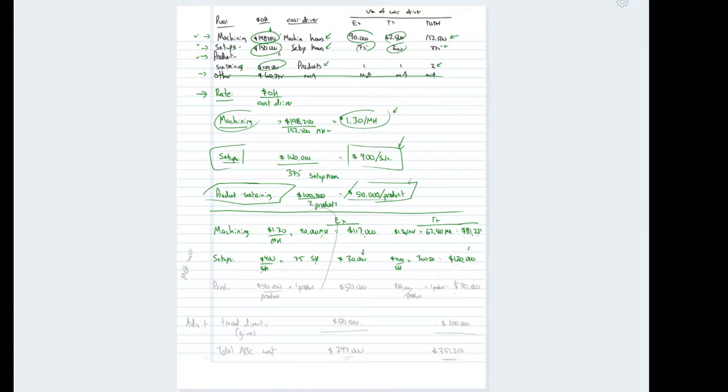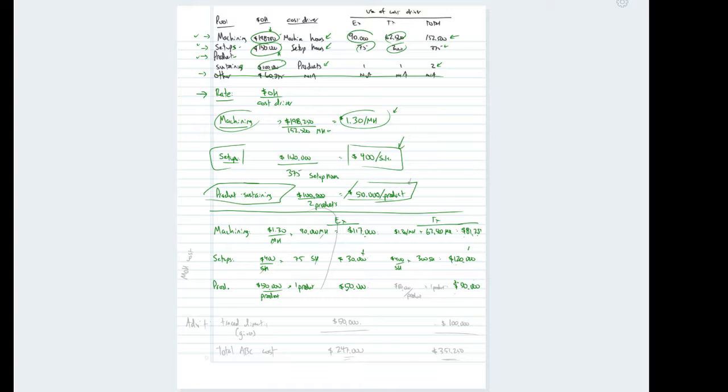And then finally, for the product sustaining costs, we have $50,000 per product times one product. That's the EX is one product, and that's going to be $50,000. Essentially, we're just splitting this cost equally among the products, and we're going to do the same thing over here. So $50,000 is allocated here, and of course 50 plus 50 is going to equal 100.